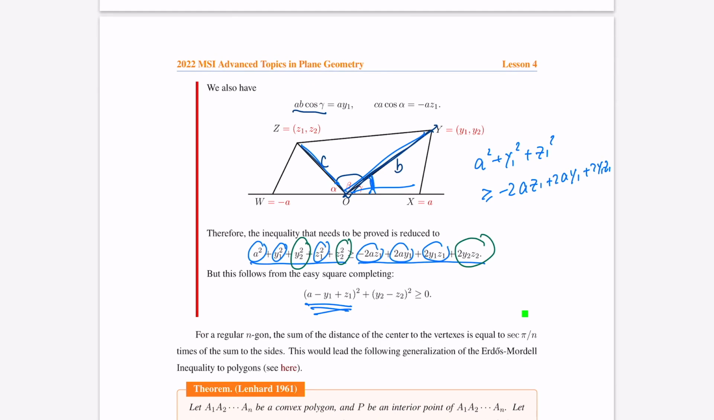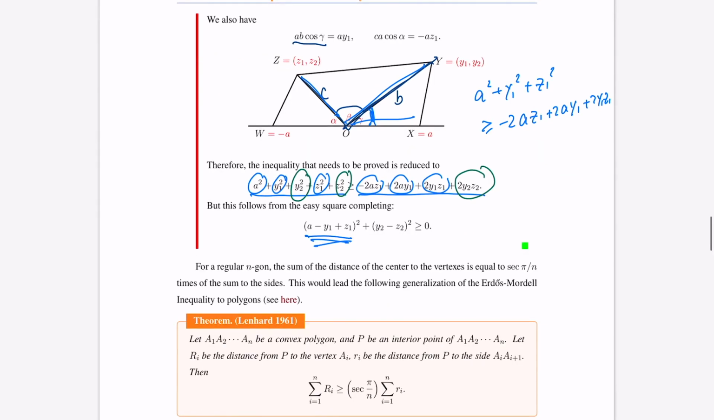Okay, so that's a nice one. I said this is interesting because it works not only in this situation, but also in much more complicated situations. So you may ask yourself, for a point inside any triangle, the sum of the distances to the three vertices is at least twice the sum of the distances to the three sides.